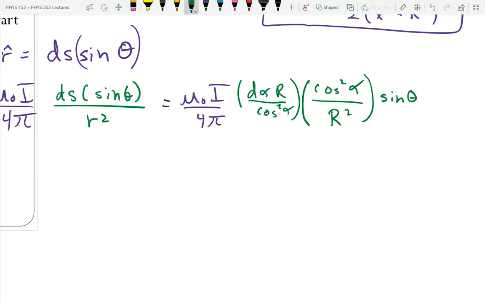What simplification can I make now? Cosine squared alphas cancel out. Good, I don't need to use that. And one of my r's cancels. Not both, but one.